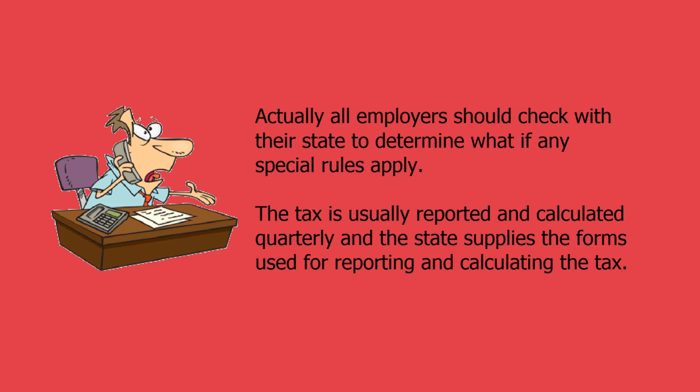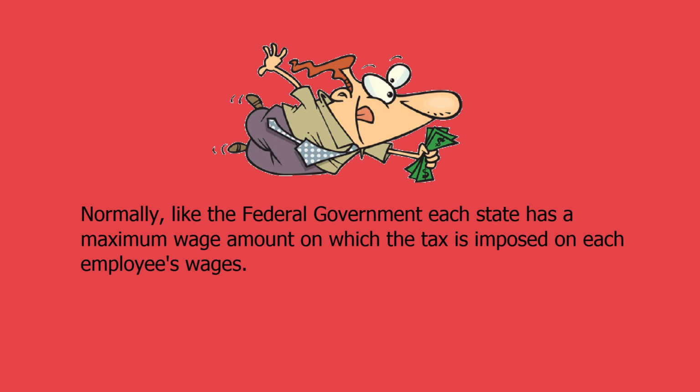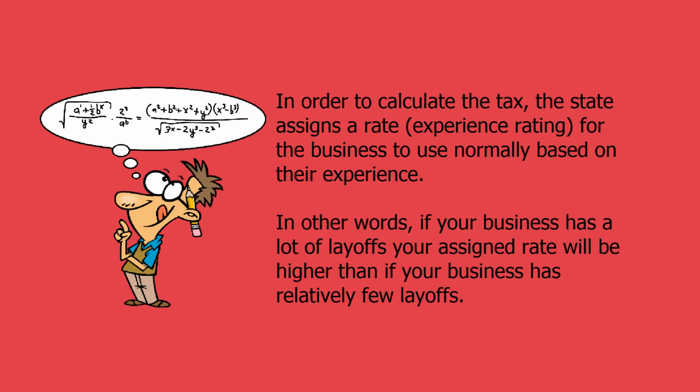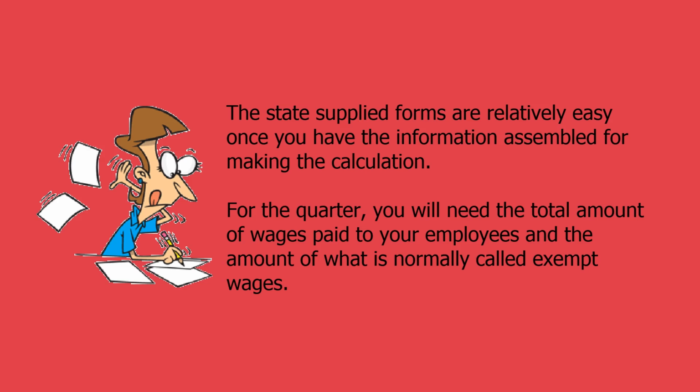Normally, like the federal government, each state has a maximum wage amount on which the tax is imposed on each employee's wages. In order to calculate the tax, the state assigns an experience rating for the business to use, normally based on their experience. In other words, if your business has a lot of layoffs, your assigned rate will be higher than if your business has relatively few layoffs. The state-supplied forms are relatively easy once you have the information assembled for making the calculation. For the quarter, you will need the total amount of wages paid to your employees and the amount of what is normally called exempt wages.